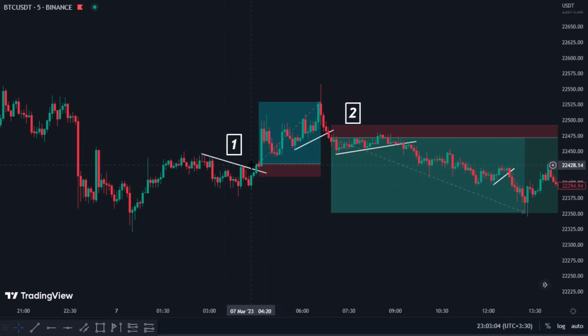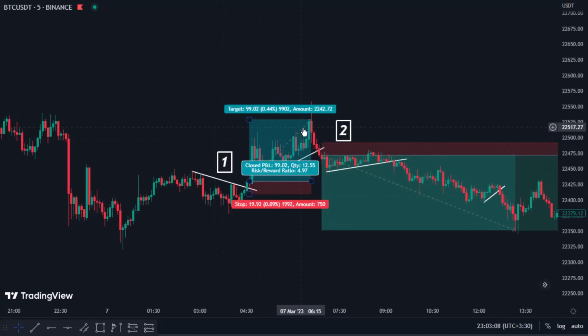As you can see on the first position, we have a trend line with several touches. It is broken with this green candle. We enter the buy position, put our stop loss below that, and it gives us a reward of 5 here.